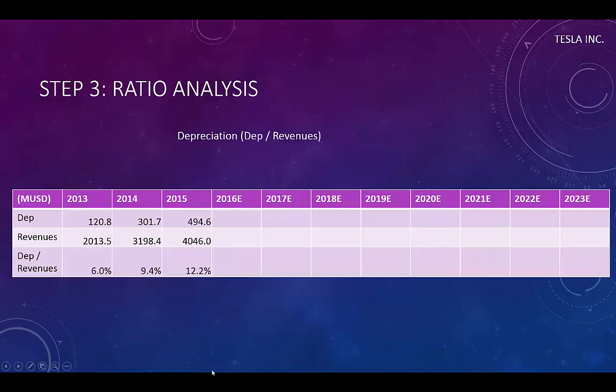Then we come to depreciation. Ideally, we should model the investment into each asset or group of similar assets separately and calculate the depreciation schedule for each of the assets. This is quite time consuming. For simplicity, we can simply forecast the depreciation using a ratio of depreciation to revenues.